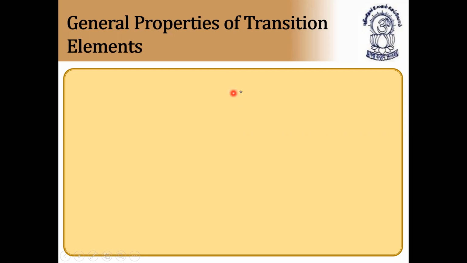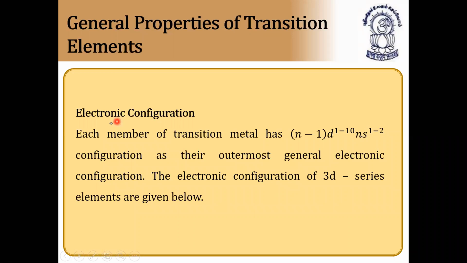General properties of transition elements. Now we are going to discuss general properties of transition elements and trends in general properties. Electronic configuration: each member of the transition metals has the general outermost electronic configuration (n-1)d1 to 10 ns1 to 2, where n is the principal quantum number.